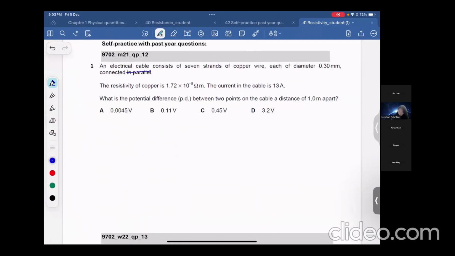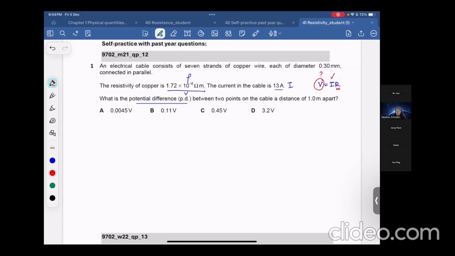Connected in parallel. So it's the same idea like just now, they connected in parallel. Resistivity, they give it to you. Then the current, they give it to you. What is the potential? From here, we straightly saw I and V. So at the end, we are going to apply V equals IR. But before that, since we want to find V, that means provide your current. That means this one, you should have the value.